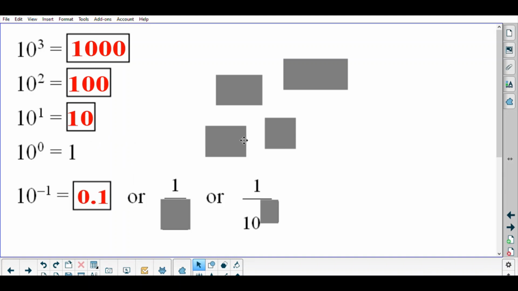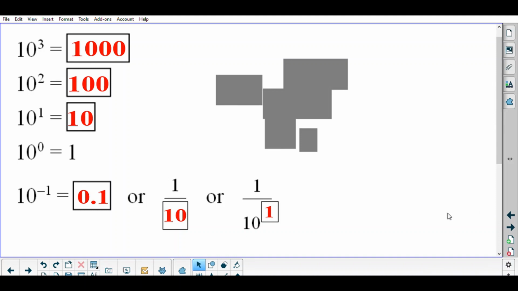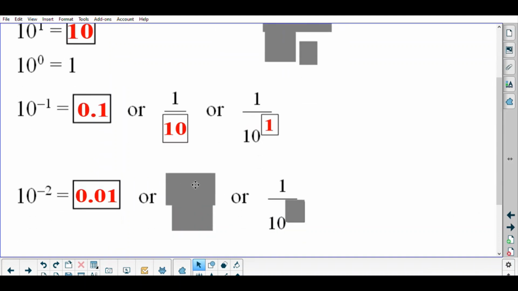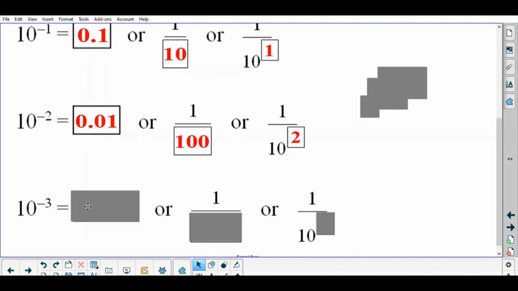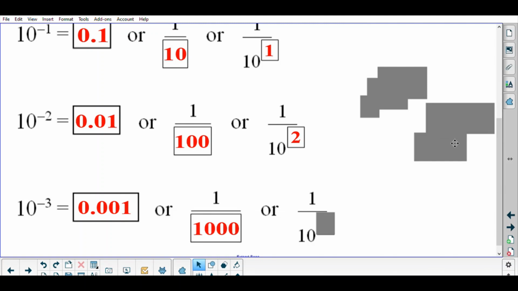10 to the negative first is 0.1, which is also known as the fraction 1/10, which is the same as the fraction of 1 in the numerator over 10 to the first power. 10 to the negative second is 0.01, which is the fraction 1/100th, which is 1 over 10 to the second power. And lastly, we have 10 to the negative third power, which is 0.001, also known as 1 over 1,000, which is 1 over 10 to the power of 3.